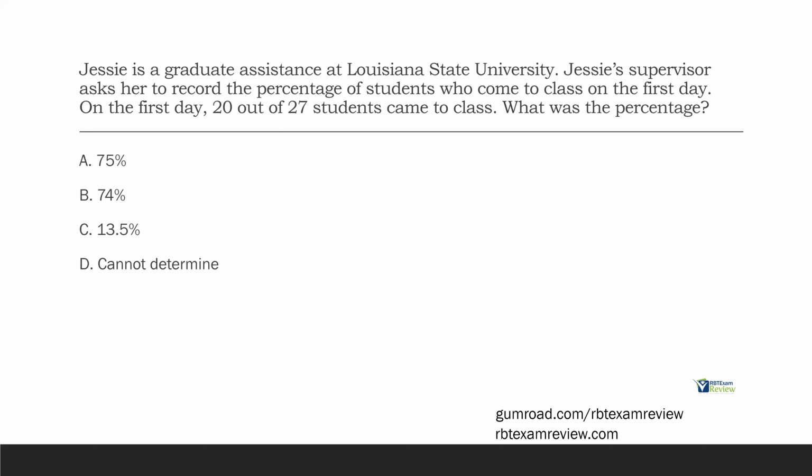So how do we find a percentage? Well, we take the little number and divide it by the big number. Simple as that. So if we have 20 out of 27, we have a ratio. How are we going to find a percentage? We'll take 20 divided by 27, and you're going to get what? 74%. What's the percentage? 74% of students came to class.